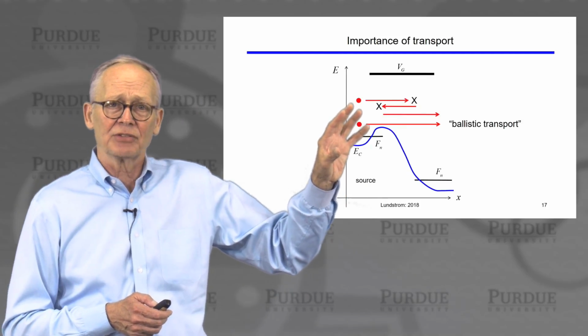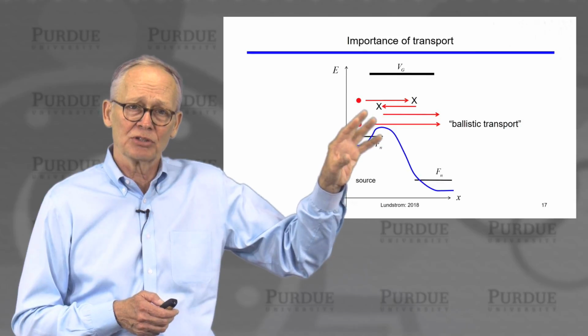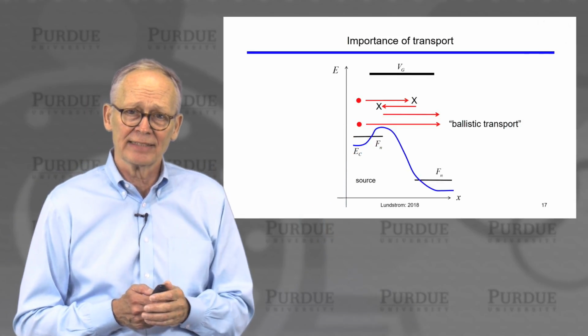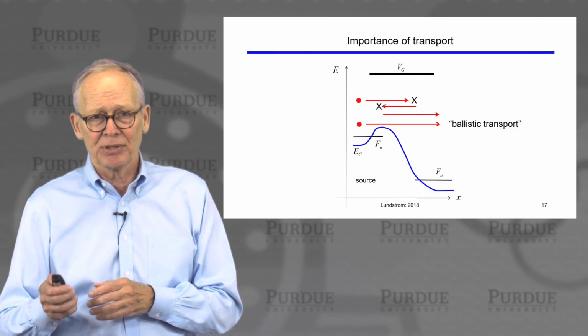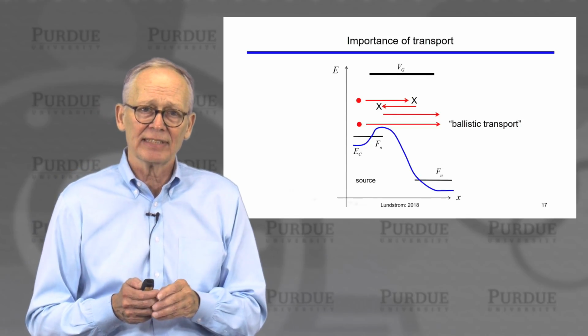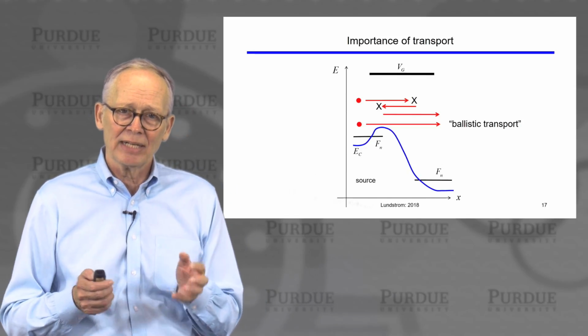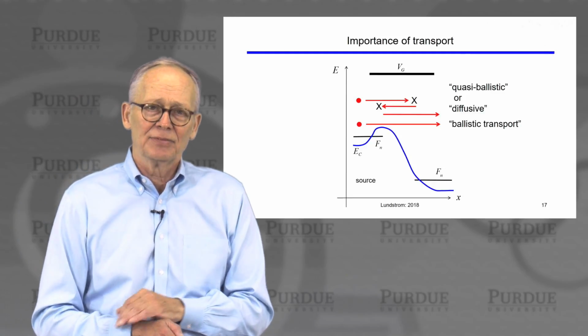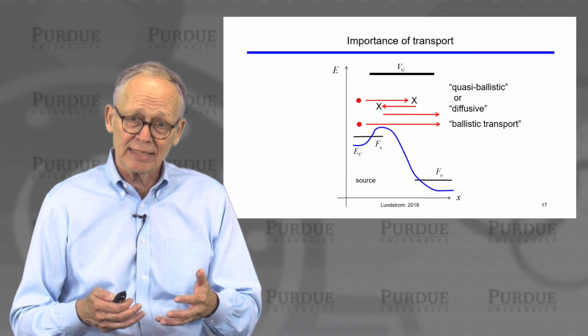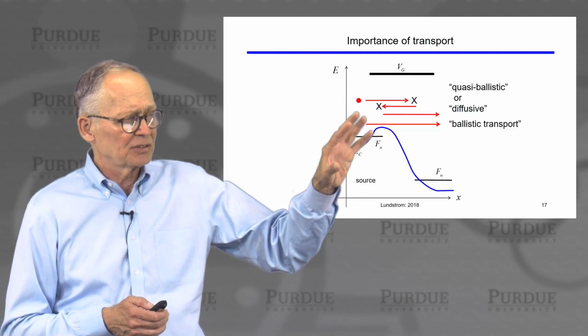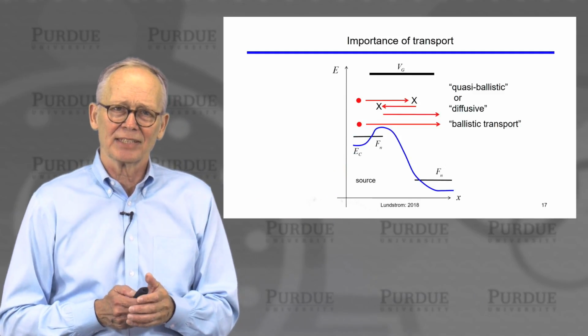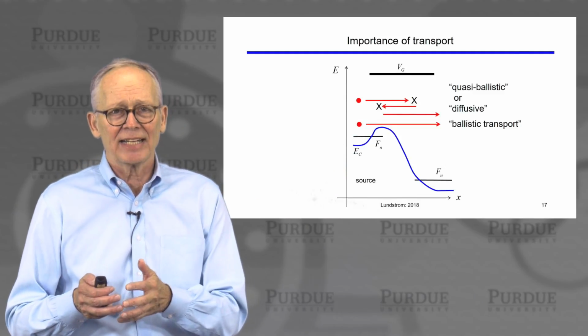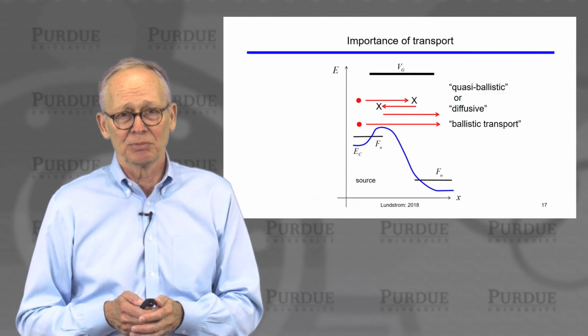In more realistic transistors, and especially in older transistors with longer channel lengths, the electrons encounter impurities and lattice vibrations and various things that can knock them in random directions. We call that scattering. So that is diffusive transport if there is a lot of scattering. Modern transistors, we would say, are in the quasi-ballistic regime. There is enough scattering that we can't consider the transport ballistic.